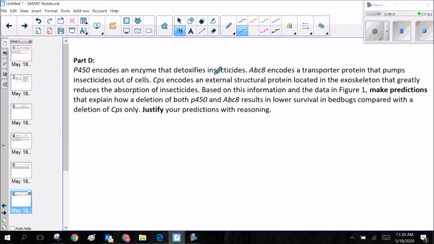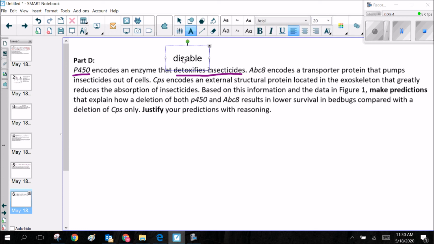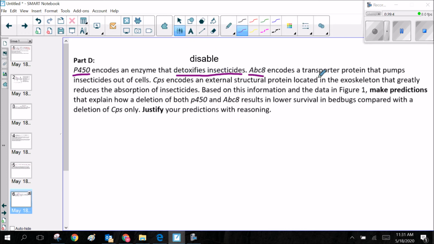P450 encodes an enzyme that detoxifies insecticides. Now here we're back to a lot of contextual information. I'm going to go ahead and start underlining things. So P450 is going to detoxify insecticides. What does detoxify mean? I'm going to go ahead and assume that means something like disable. So it's going to make those insecticides ineffective. ABC8 is going to encode a transporter protein that pumps insecticides out of cells. So P450 detoxifies and ABC8 pumps it out of cells.